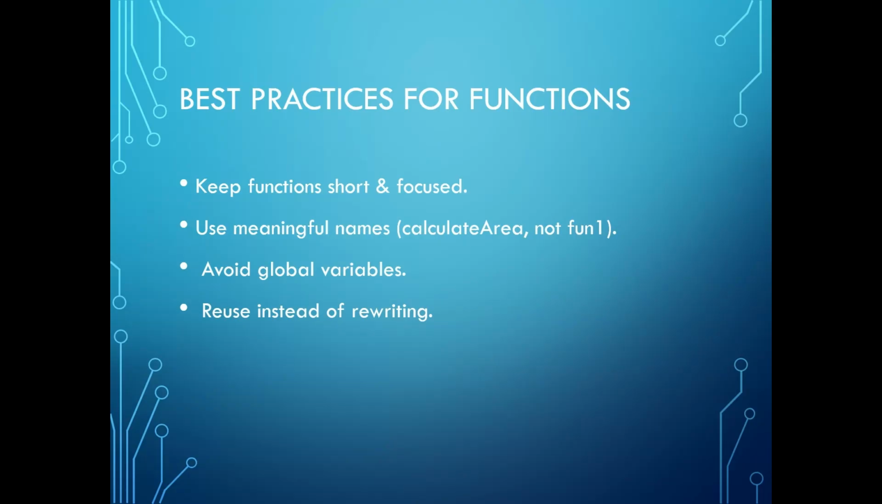Best practices for functions: keep functions small and clear. Use meaningful names. Do not write names like A, B, C, which do not tell anything. Give a meaningful name to get what exactly that function is going to do. And avoid global variables, which we have talked about already in previous lectures. Avoid repetition and use functions instead. This is how you can make reusable code.